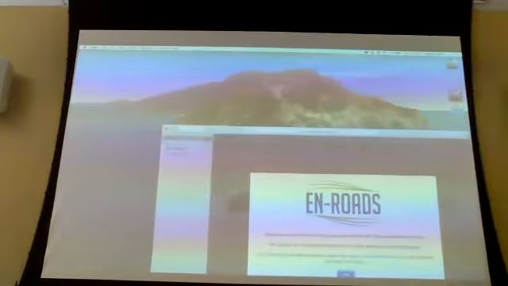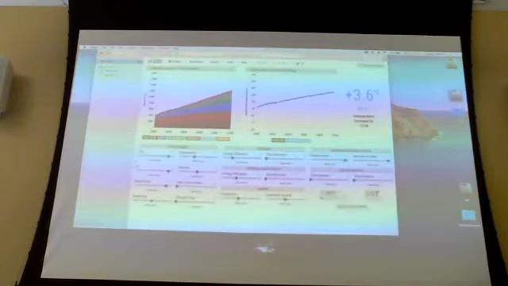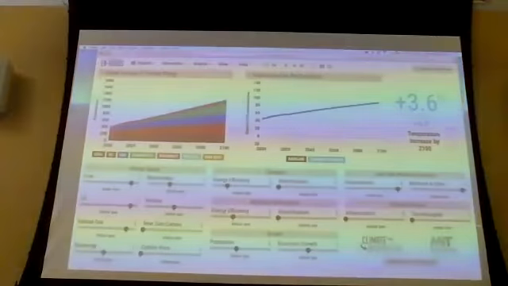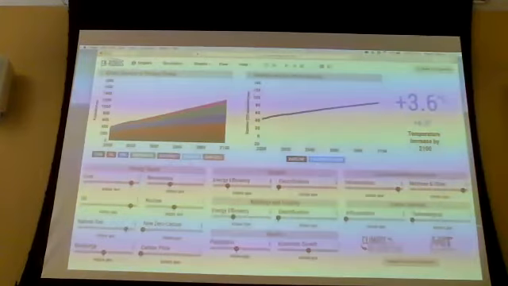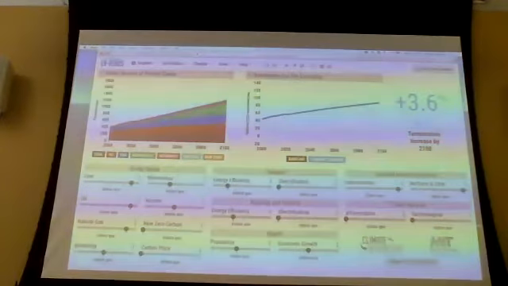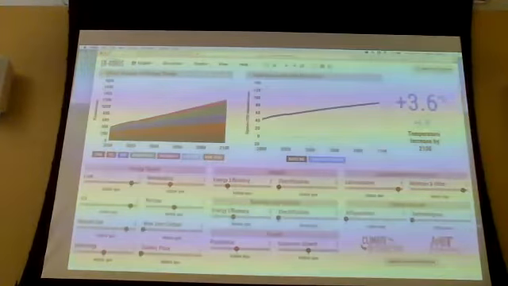Let me just get out the En-ROADS thing. Do any of you want to nominate a policy you want to try? Yes? I would like to save the koalas and add some trees. Add trees. Afforestation? All right, afforestation. How much do you think that'll help? How much do you think it'll lower 3.6? Not a lot, but it might save the koalas.